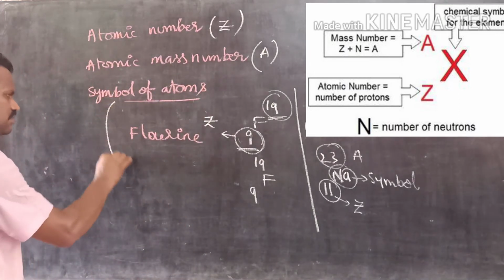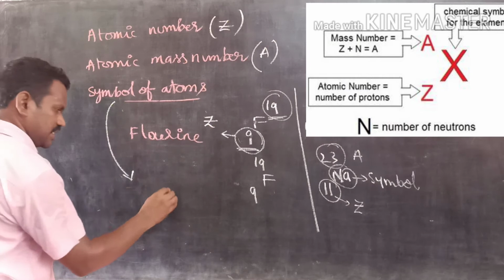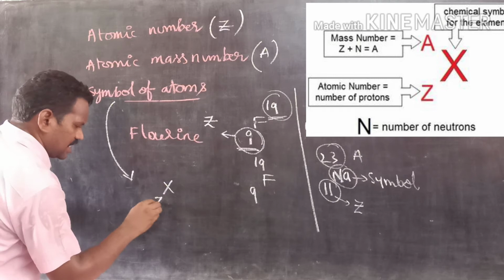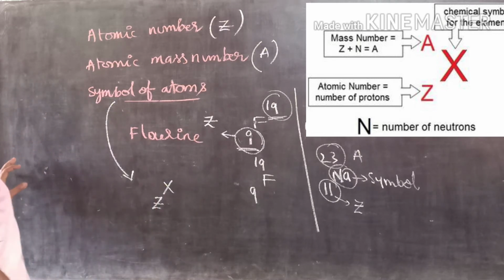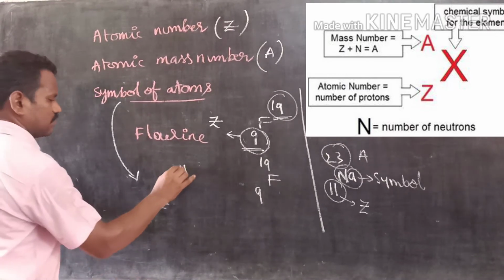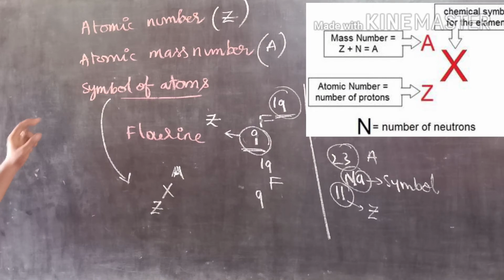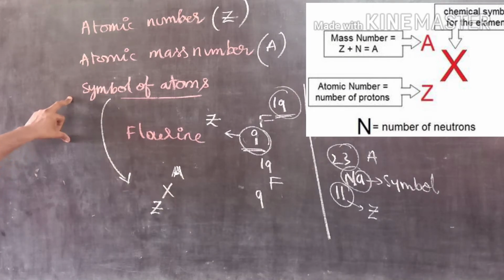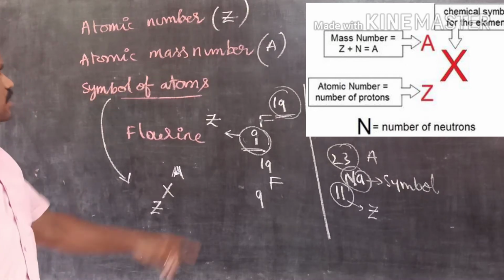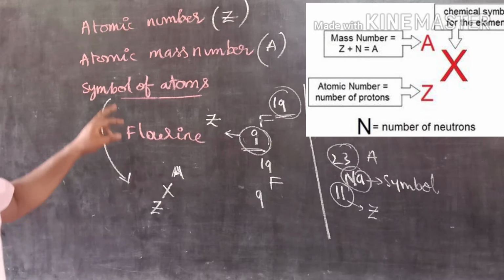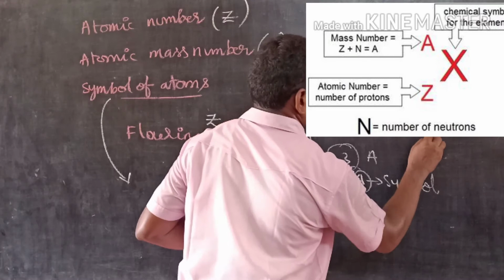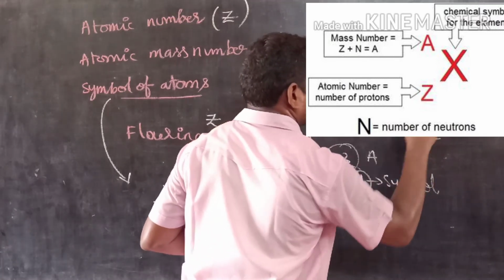Now in the case of symbol of atoms, the general representation is: if X is the element, Z is its atomic number, and the topmost, that is the superscript, is the atomic weight. This is the general representation of the symbol of atoms. Let us discuss the meaning of atomic number and mass number. Why? Because now let us discuss one more example. Magnesium we can take, that is 12 Mg 24.